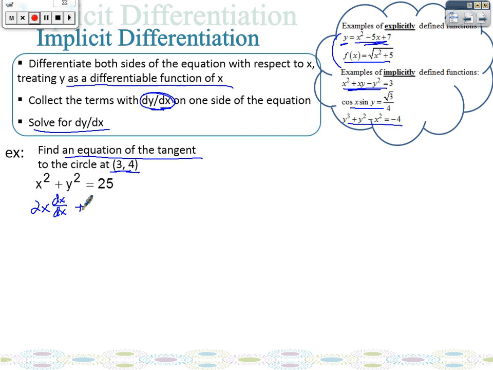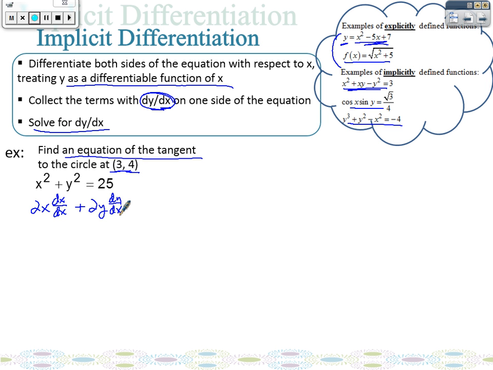So the second piece, the derivative of y squared would be 2y. Which variable did we take the derivative of? y. So it's going to be dy, and we took it with respect to x, because that's what this technique does.